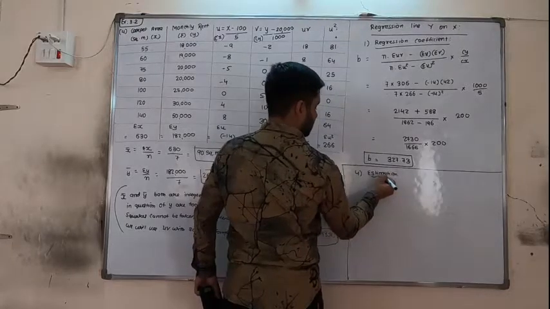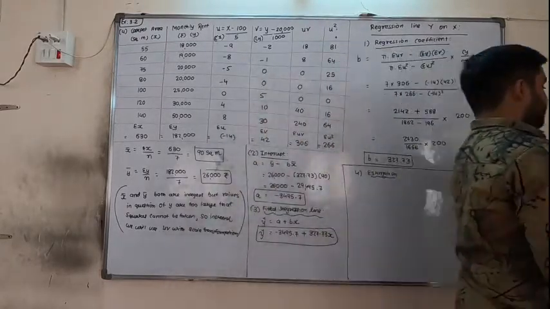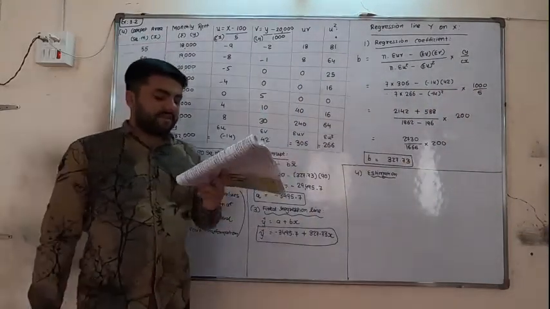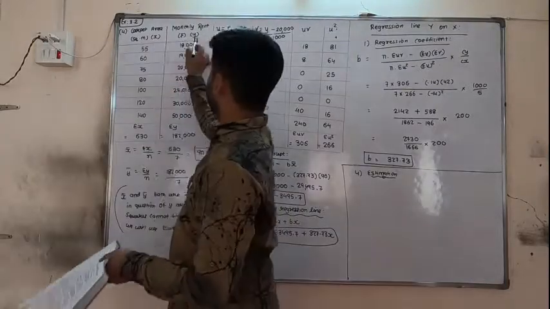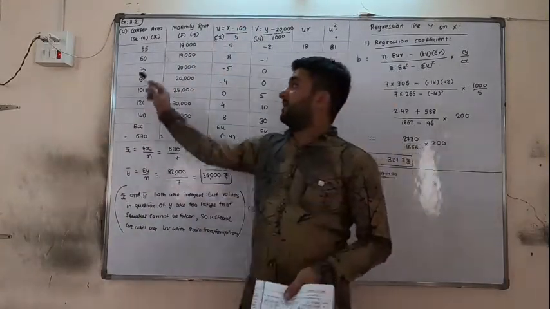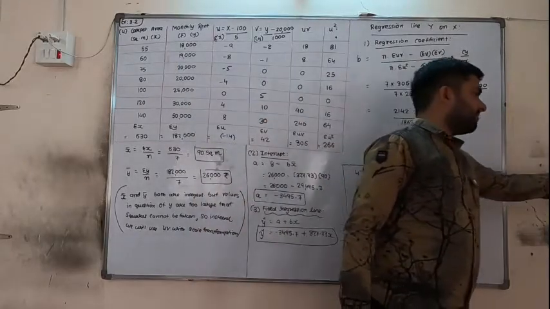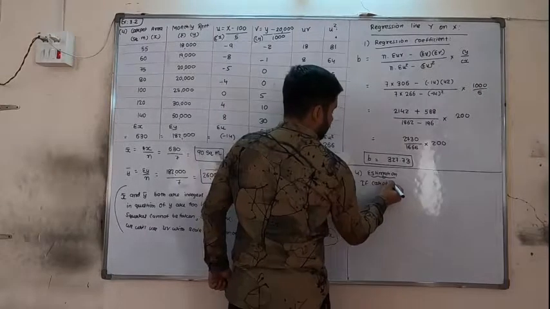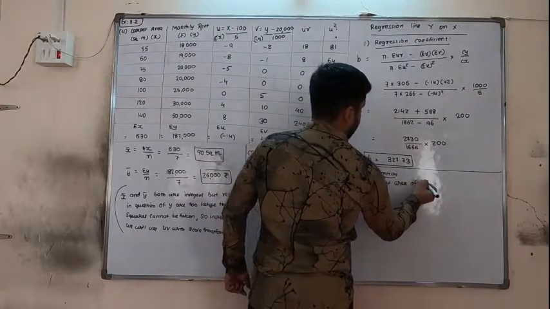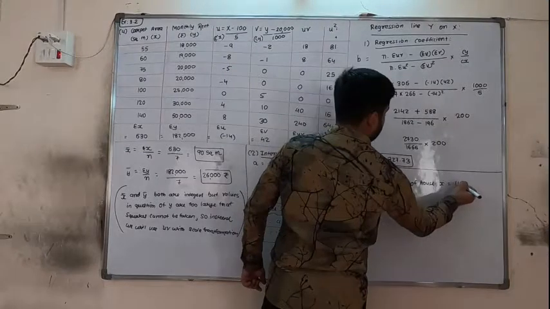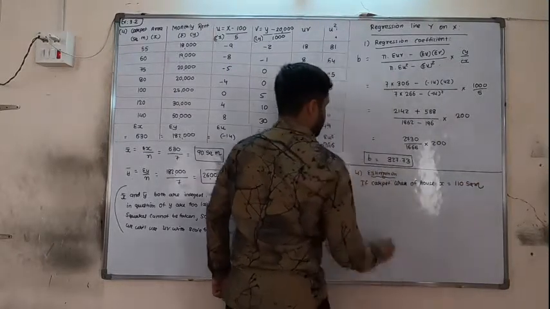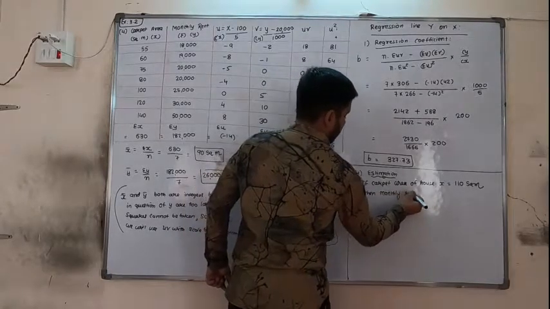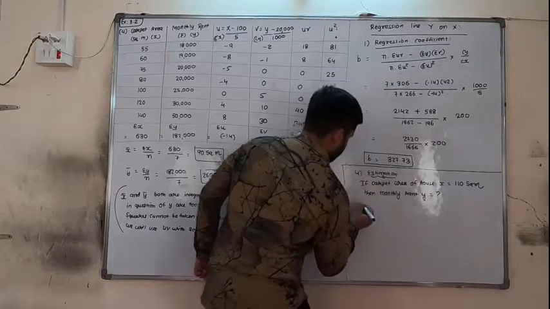The last step, estimation. Obtain regression line y on x, that is here. Estimate monthly rent. Monthly rent is y of a house having carpet area, carpet area is x, 110 square feet. If carpet area of house x is equal to 110 square feet, then monthly rent y is equal to the question.